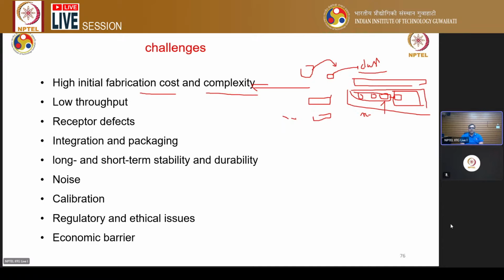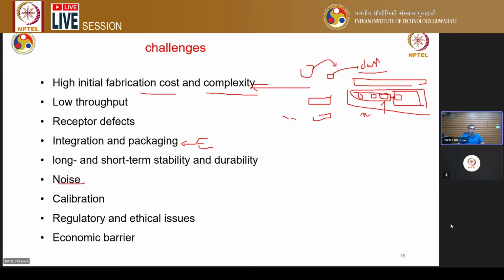Then integration of these devices and packaging in miniaturized packaging systems is another challenge, particularly for MEMS devices where you have movable parts. So the scale up of these MEMS devices is a little challenging, because then you have to ensure the quality. Then long and short-term stability and durability of these microsensors and nanosensors are challenging. The noise is another factor which challenges the scalability of the devices.